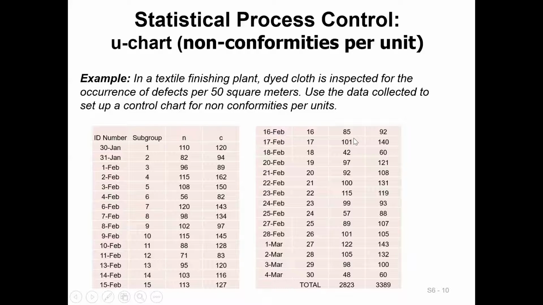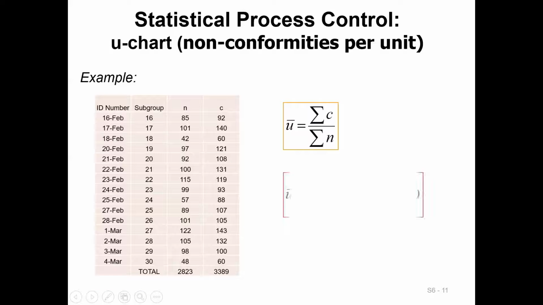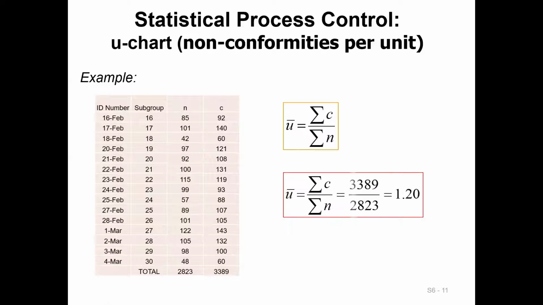So in order for us to calculate the center line, it is equal to the total number of non-conformities per unit, which is here, divided by the total number of samples inspected. Therefore, it is equal to 3389 divided by 2823, and you get the center line of 1.2. Subsequently we are going to calculate the upper control limit and lower control limit.